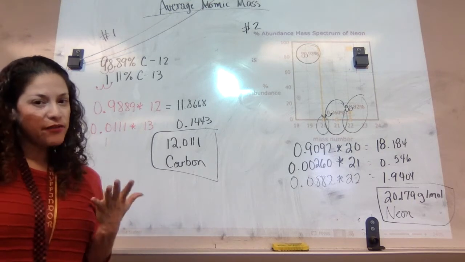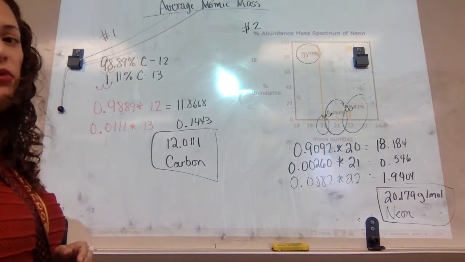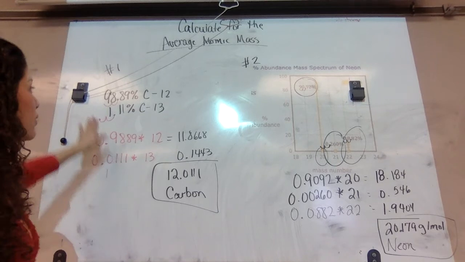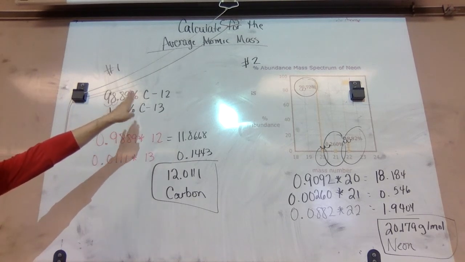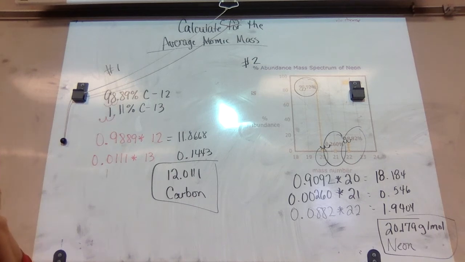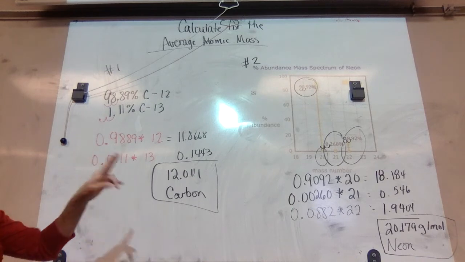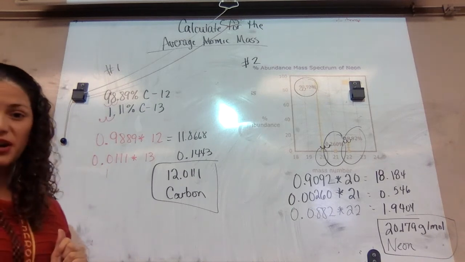So when you calculate average atomic mass, you're going to see it in one of two fashions. They're either going to give you the percentage and tell you the element with the mass number, or you'll see it as a graph. So you have to read the graph and then calculate the average atomic mass. Two different ways of seeing it, but same exact process.